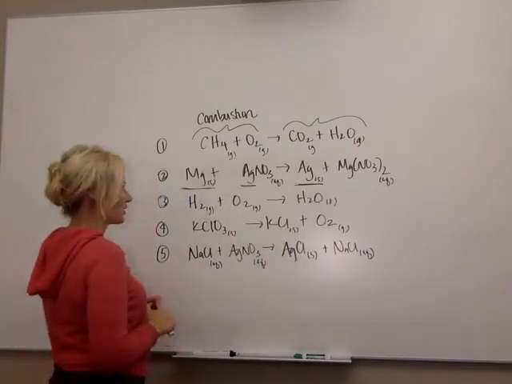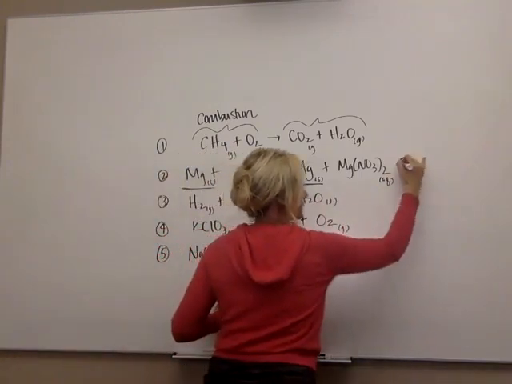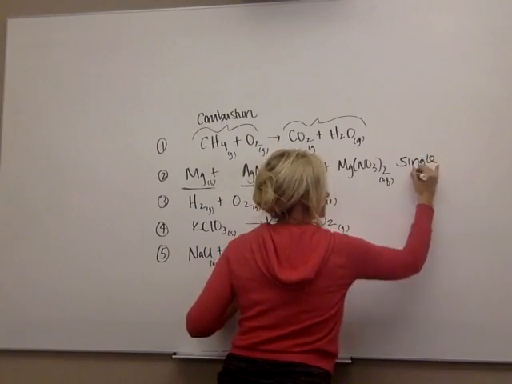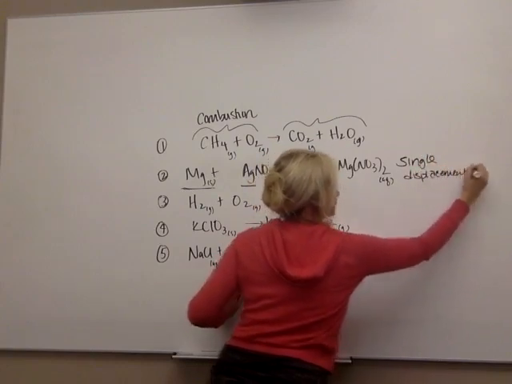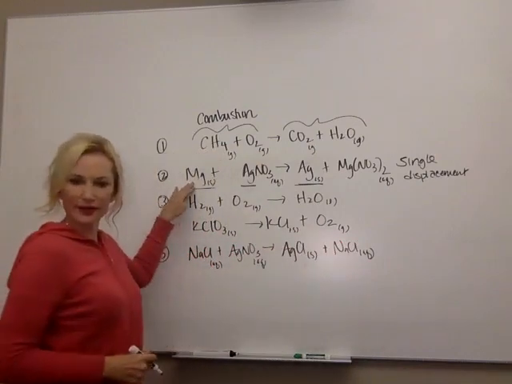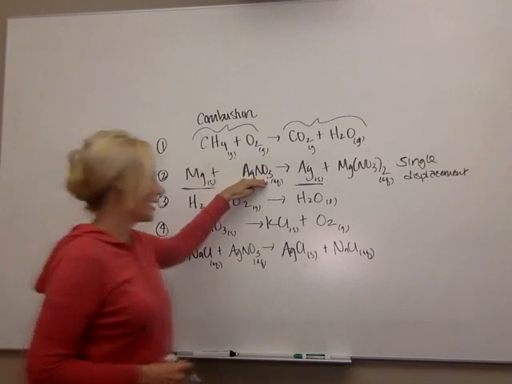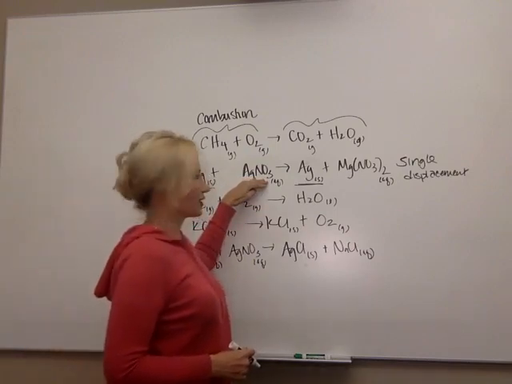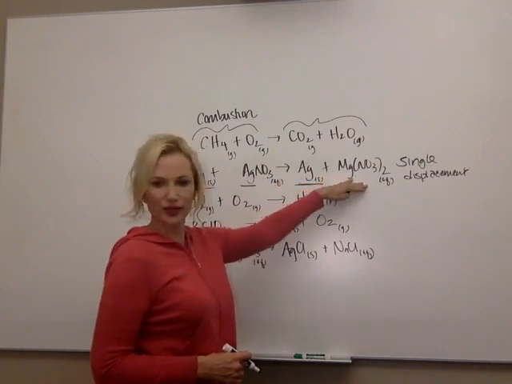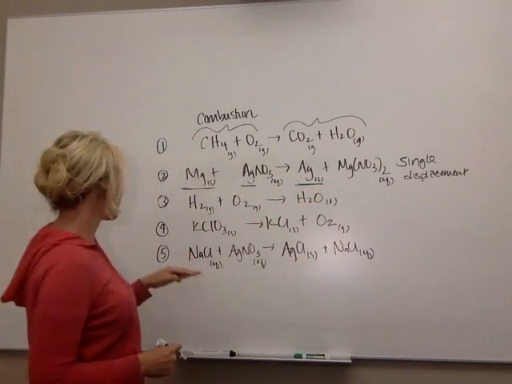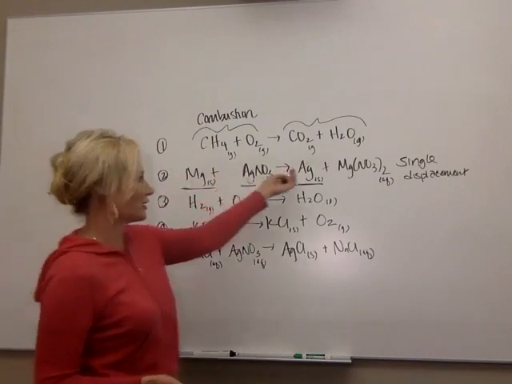So what you look for with a single displacement reaction, that's what these are called, single displacement, is you look for something by itself, and then you look for a pair, an ionic compound typically, and it could also be an acid or water, but usually ionic, and then you see something by itself, and it forms a new ionic compound. This is also known as the home wrecking reaction, because you have something by itself, it steals a partner, and leaves the other one alone.